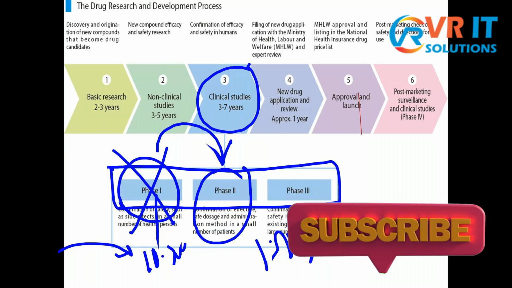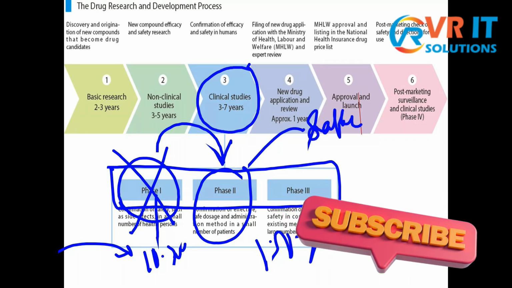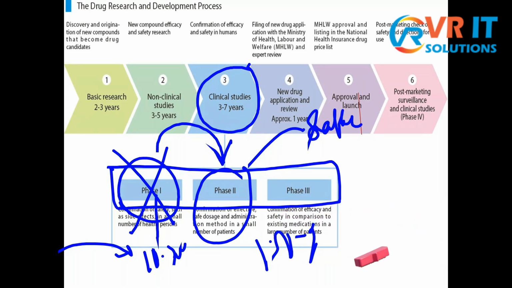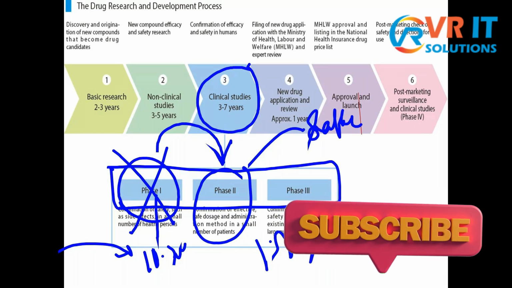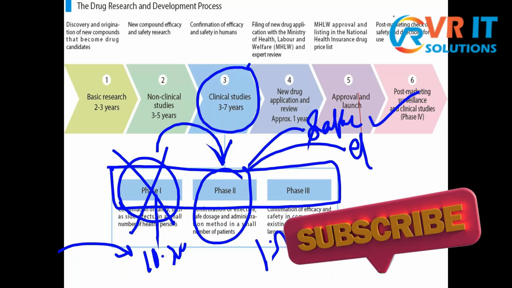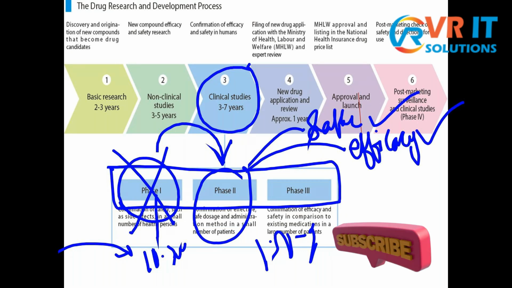And here the safety of the drug will be checked, like how it is affecting the human, how many adverse events or how many serious adverse events it is giving. Along with that, the efficacy of the drug will also be checked. And if the results are promising in phase 2, then that treatment will go for phase 3.